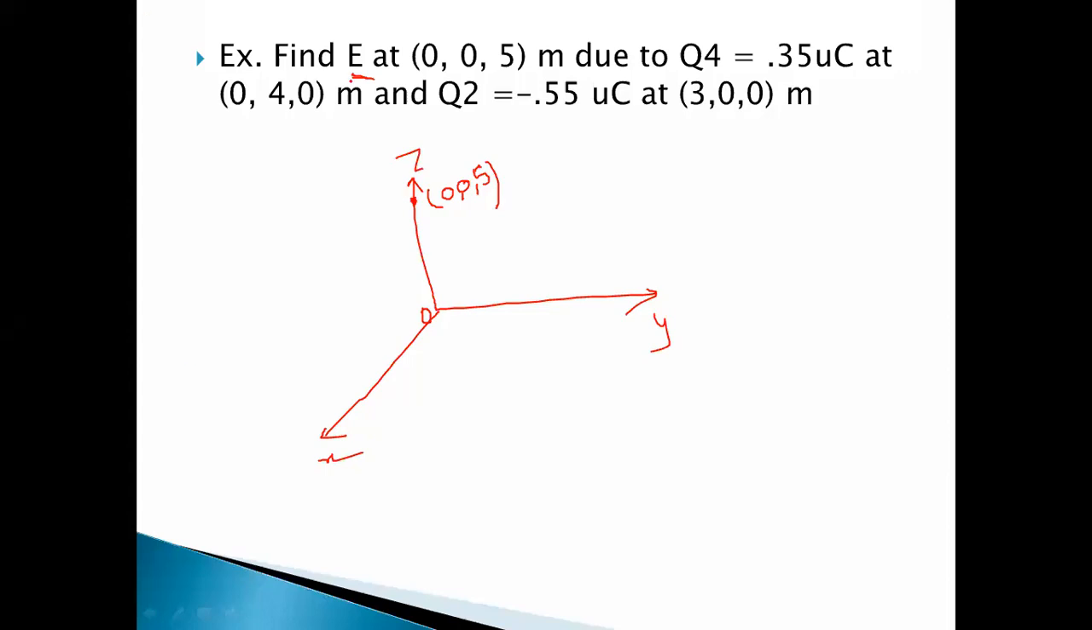We have to find the electric field intensity E at 0,0,5. First, everyone draw the X, Y, and Z axis. Now here this is your origin. We have to find electric field intensity at 0,0,5, meaning X is equal to 0, Y is equal to 0, and Z is equal to 5. It means that this point is located on Z axis only.